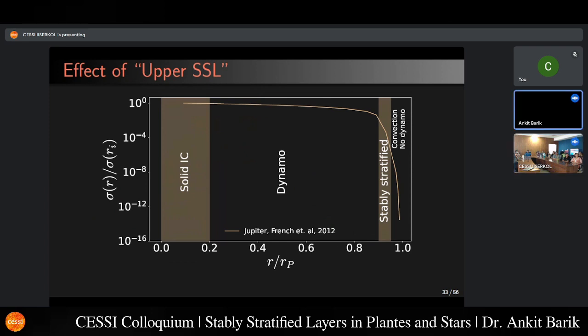So next we looked at, we removed that dilute part of the core. We just put a stably stratified layer at the top.